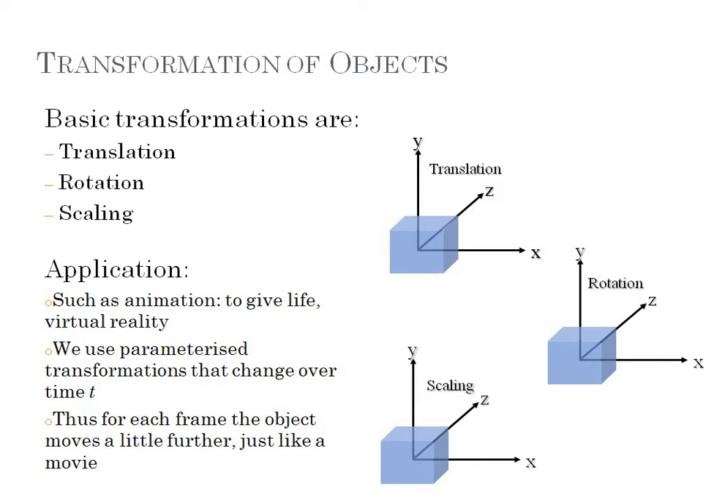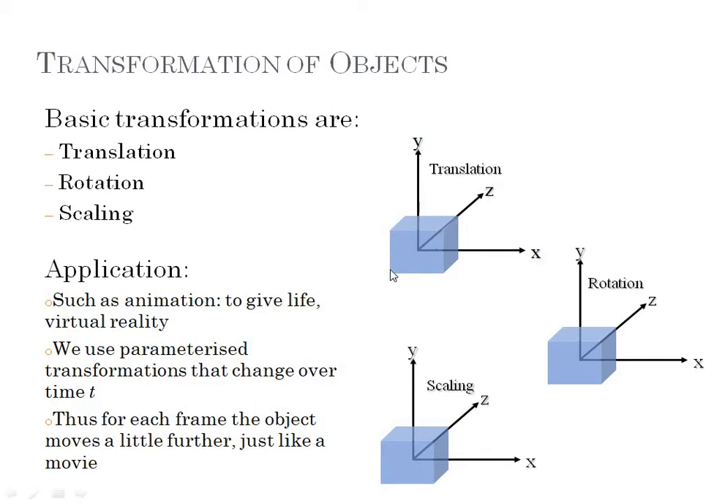What are the applications of transformation? As we can see, transformation is applied in animation to give life or virtual reality. We use parameterized transformations that change over time t. Thus, for each frame, the object moves a little further, just like a movie. So in animation, as we use transformation, we will see an object moving around.